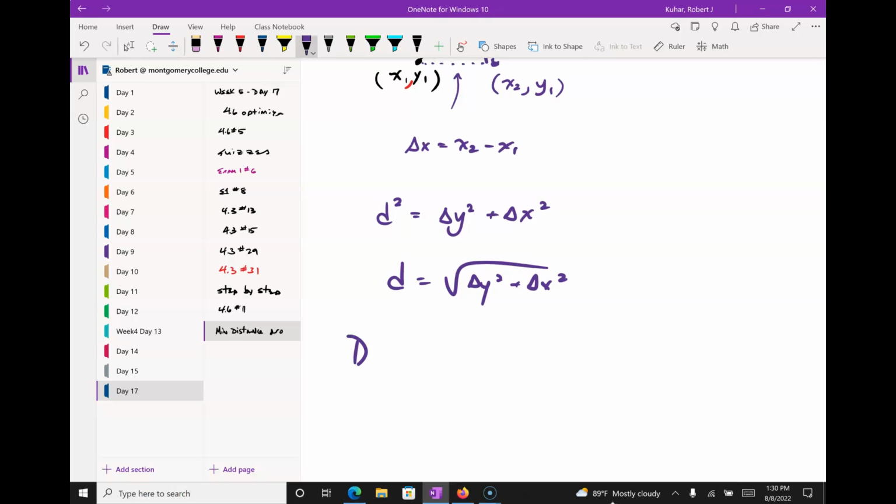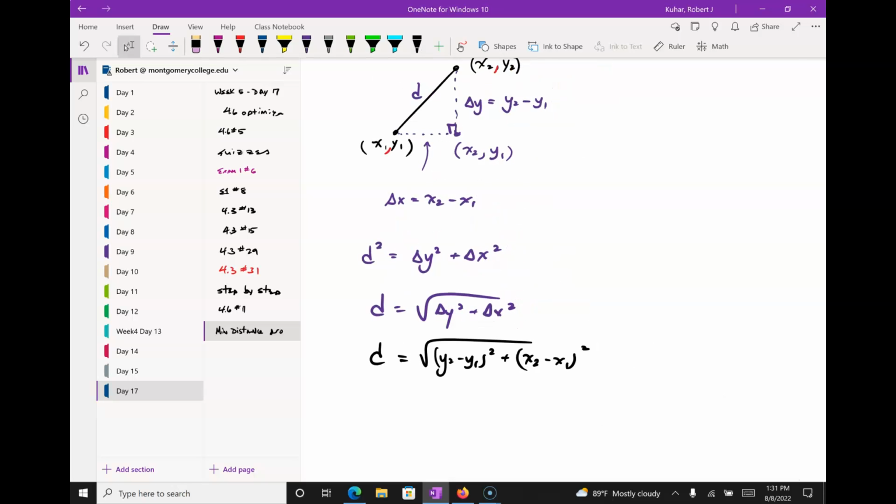And I'll call that now my function d of xy. D is the square root of y2 minus y1 quantity squared plus x2 minus x1 quantity squared. And you can see in there that this is my expression with two variables. It actually has four variables, but we're gonna turn it into two, okay?